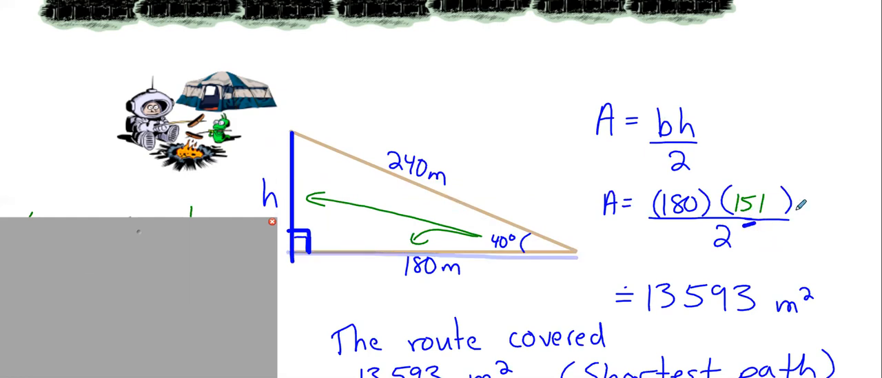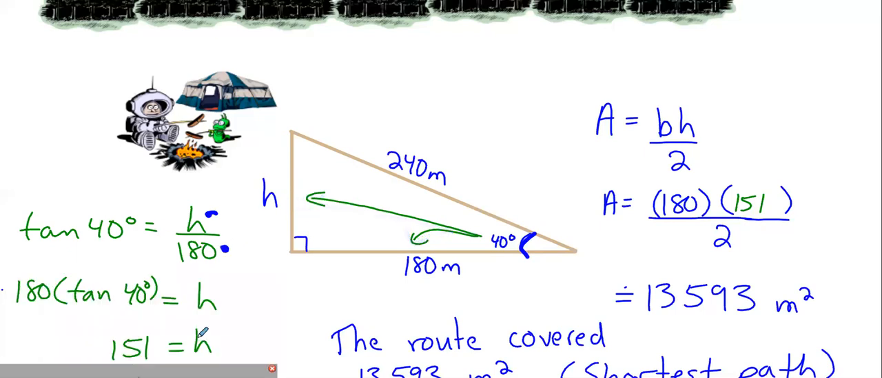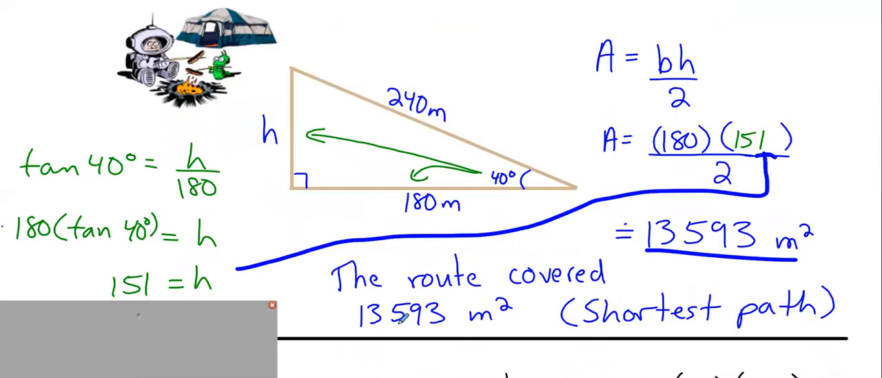And where's the 150 coming, or 151? Well, guess what's going to help you get the height? Trigonometry. So the angle here, the 40, is opposite the height, the 180 is the adjacent. There's your tangent ratio. So the tangent of the reference angle 40 is the opposite side divided by the adjacent. You can use that to get the height. Substitute that into your area formula, and you get the height. And that would be the shortest path.